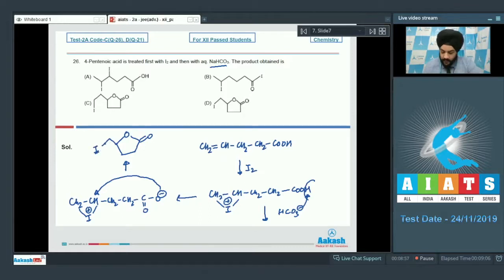So if you look at the options which are given to us, students, we can clearly see that for question number 26, we have to mark the correct answer as option D. Let us look at the next section now.